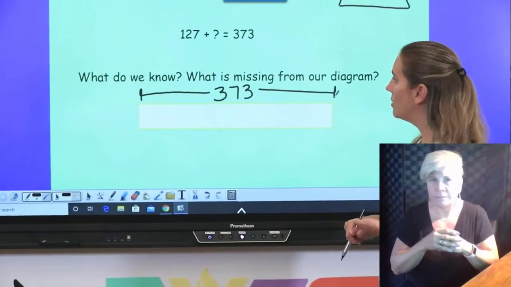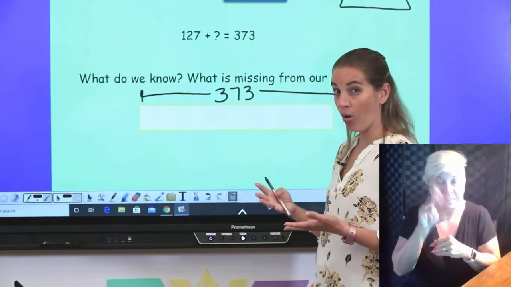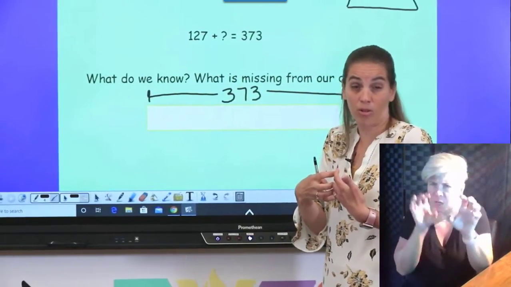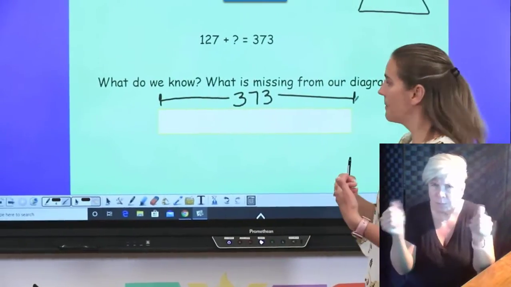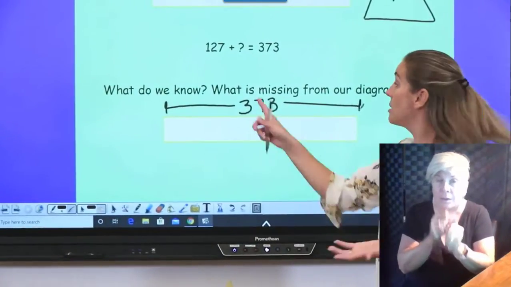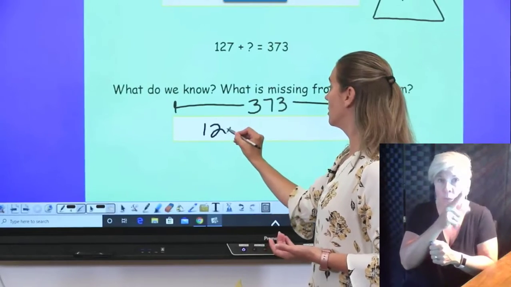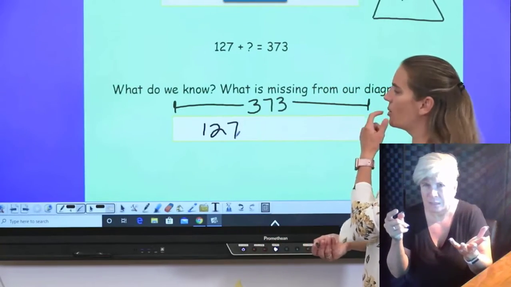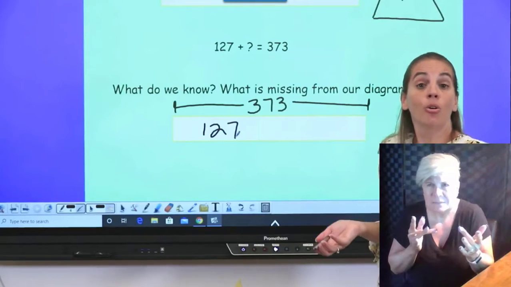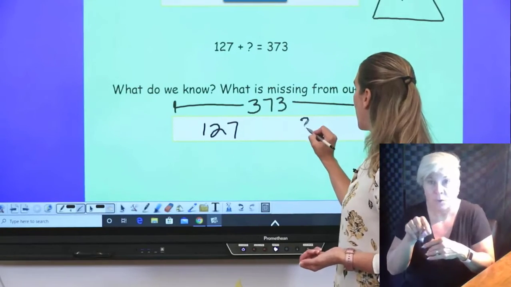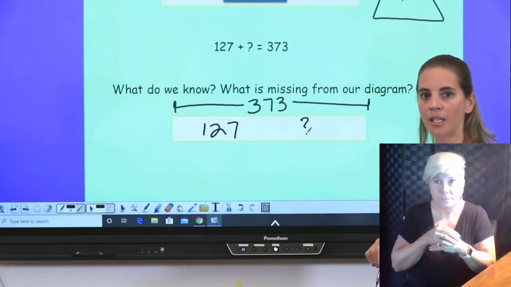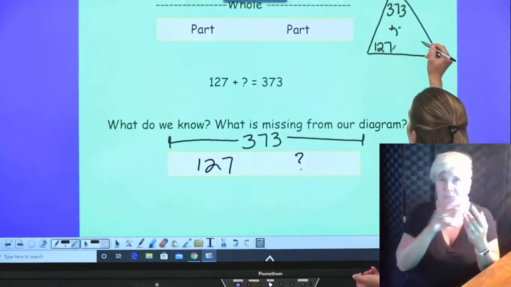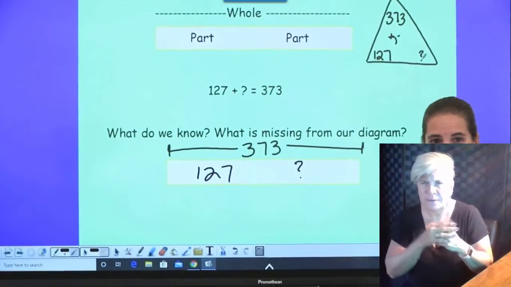Okay. Well, if this is the sum or the whole, what are the parts that make up that whole? What are the parts that we need to put together? Okay, that's an easy one. 127 for sure. But what goes here? What's missing? We don't know, do we? So we're going to put that question mark for that unknown number.